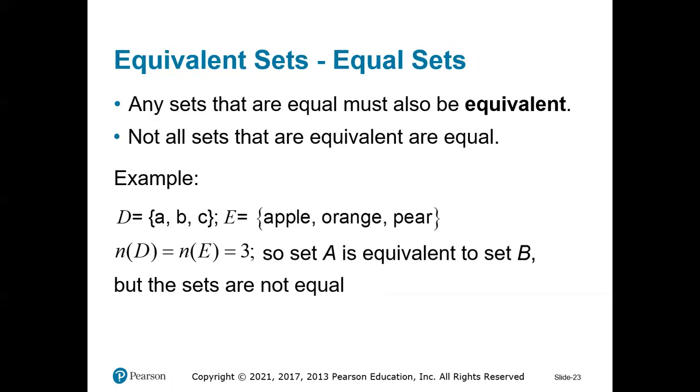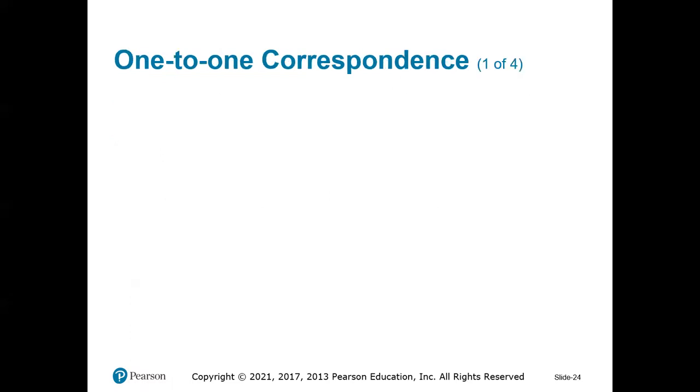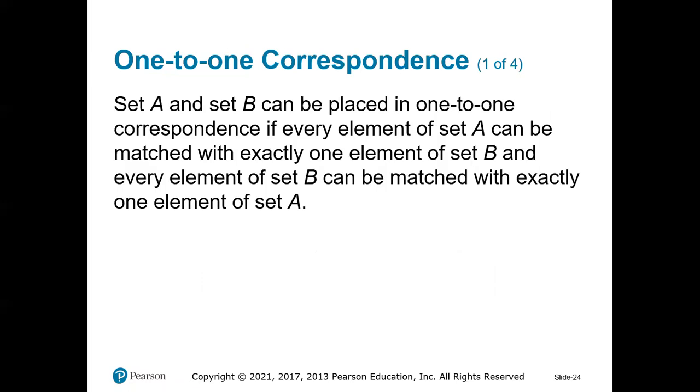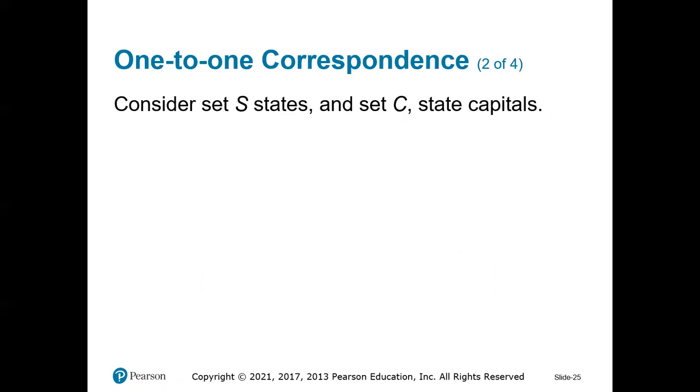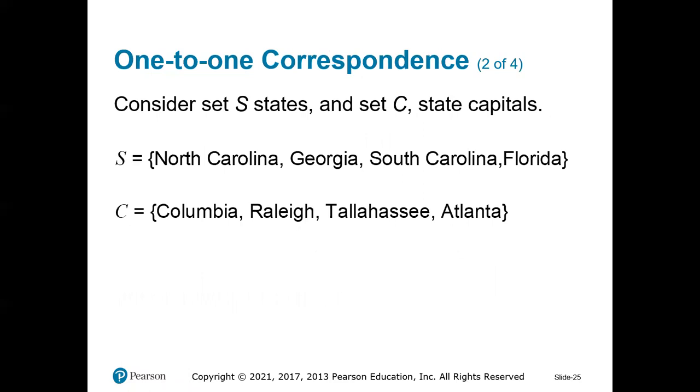When you have two sets that are equivalent, you can always create what's called a one-to-one correspondence between the two sets. What does this mean? I'll give you an example, and then we can go back to the definition. Look at set S and set C. Are they equal? No, they are not equal because they have different things in them. Are they equivalent? Well, let's count the cardinality of them.